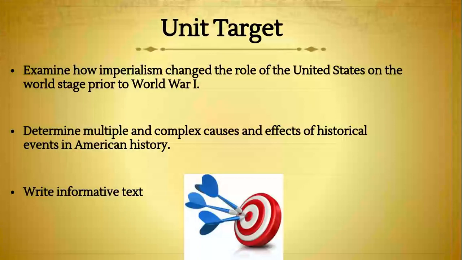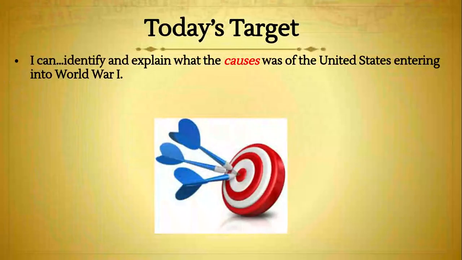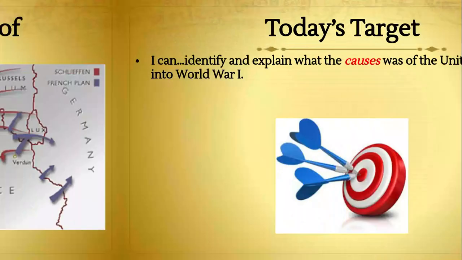Every effect that you will see in this unit has something to do with imperialism and how our role in the United States changed because of it before the end of this war. So going into today's target, we're going to see what caused the United States to enter into World War One. You're going to see there's going to be two things that I'm going to say very direct and very bluntly. So hopefully you can grasp those concepts.